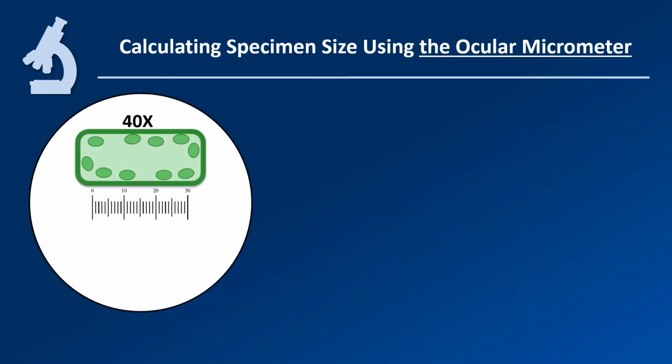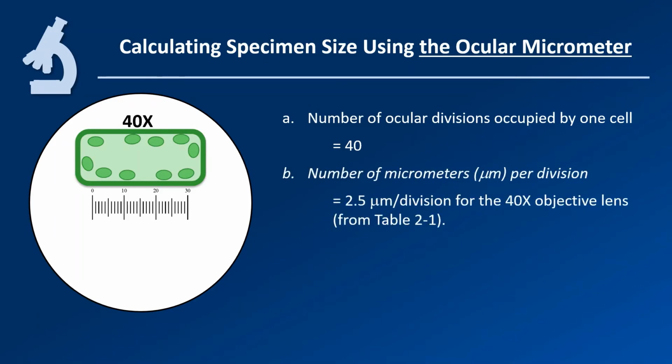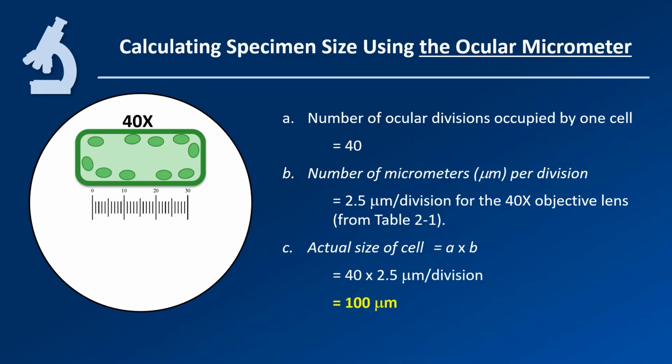Let's take a look at the 40 times lens. Notice in this case, the cell is quite a bit bigger. I've also zoomed in just to make it a little bit easier to see the numbers. In this case, it's a little bit beyond the scale, so I'm estimating that that particular cell is 40 divisions long. The number of micrometers per division for the 40 times is 2.5 micrometers per division. Same as before, I multiply those two numbers. 40 times 2.5 micrometers per division is 100 micrometers.